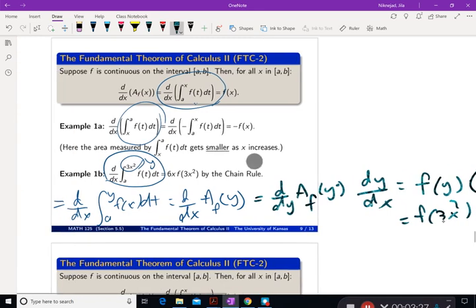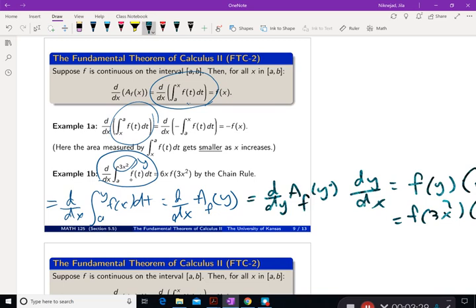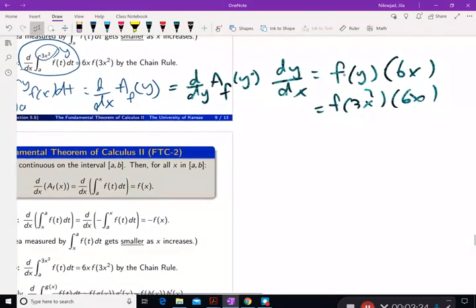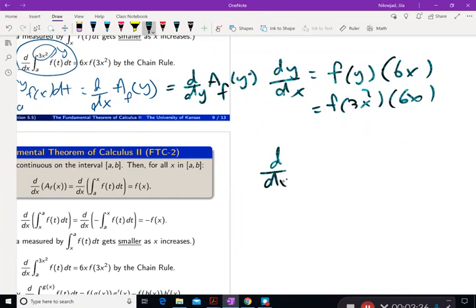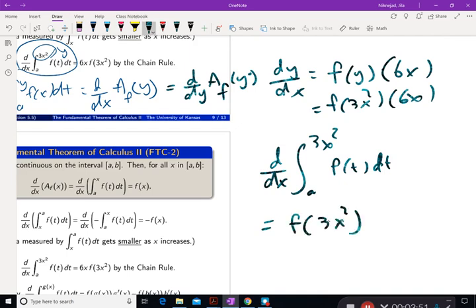Again, let's do this one more time and faster. If you're taking the derivative, and I'm writing it right here, if you're taking the derivative with respect to x of this, it's going to be f evaluated at 3x squared times the derivative of 3x squared. That's how it works every time, according to what we showed up there.